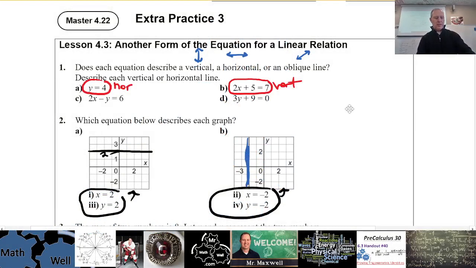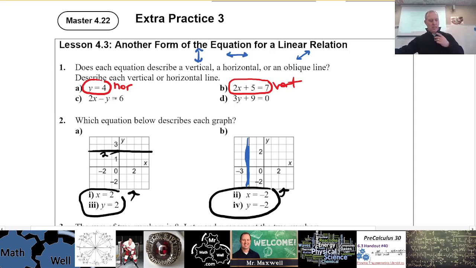Okay, 4.3, let's go over 4.3 real quick, give you some answers here. Does each equation describe a vertical, horizontal, or oblique line? Remember, if it doesn't have an x value like a, that is horizontal. It's only going across the y-axis there, right? So a is horizontal, b is vertical. We did those in class.